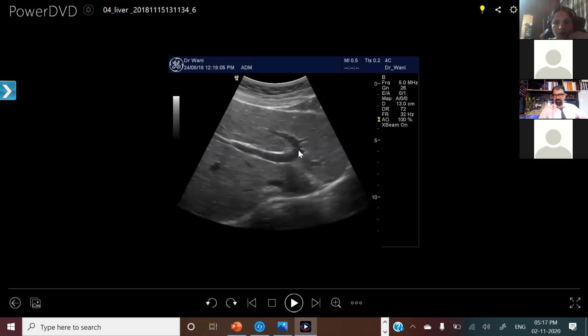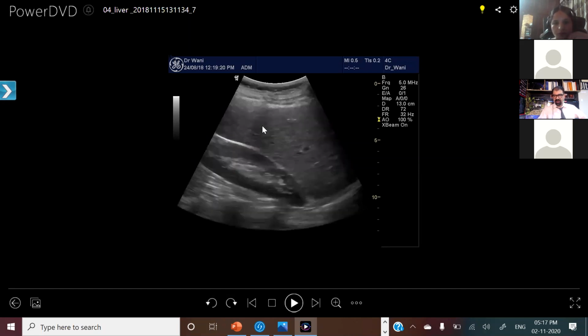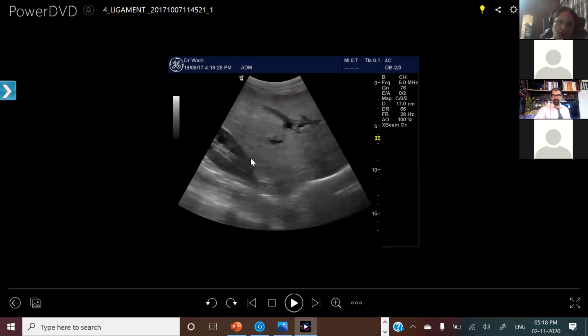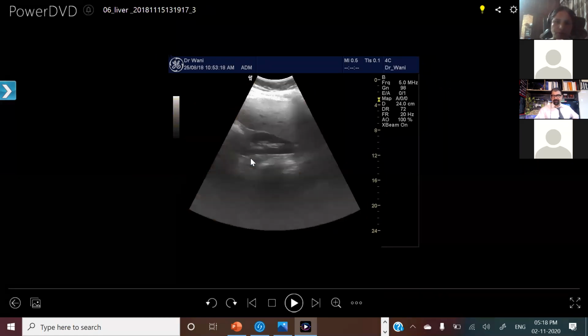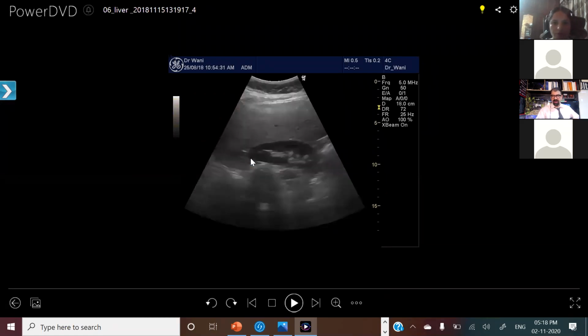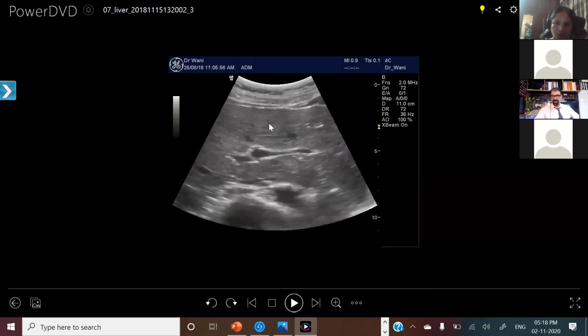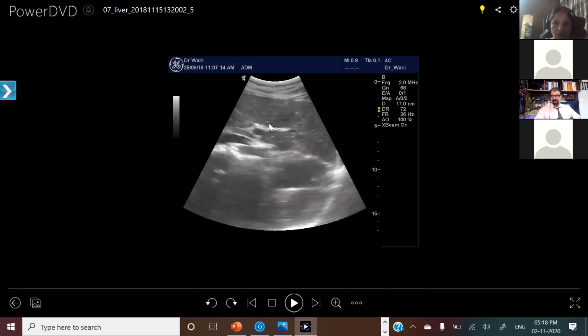Now see the beautiful picture of the right and left portal vein, and this is how the liver is looking. Now see, this liver is almost equal to the kidney parenchyma. Now compare with this, which is more echogenic. So this is fatty for sure, and the previous one was not.